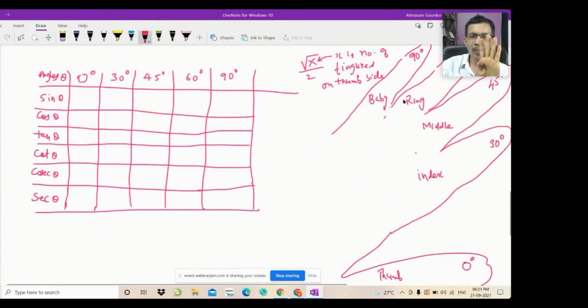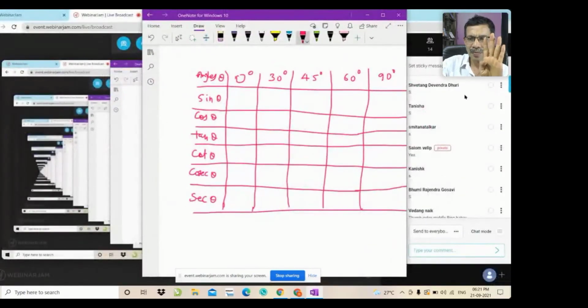So now please bend your thumb. And when you bend your thumb, please check how many fingers are there towards the right hand side of the thumb. From the thumb, how many fingers are there on the right hand side? So please type the number. How many fingers are there? Is it 0 or is it 4 on the right hand side of the thumb?